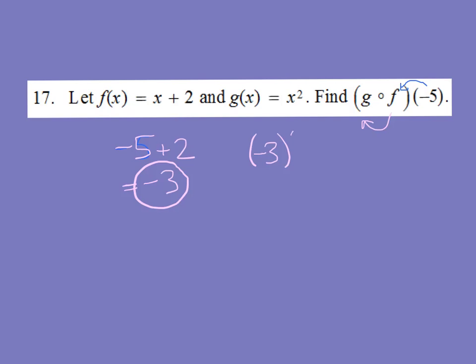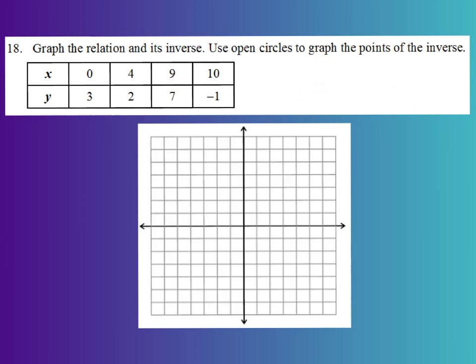All right, here we're graphing the relation and its inverse using open circles to graph the points of the inverse. So if I look at my relation that I've been given, I've got 4 points. 0, 3, 4, 2, 9, 7. I'm going to guesstimate that one to be right there. I'll make it a different color so you can see it better. And 10, negative 1. I'm going to have to estimate that one too. I'm going to say that's about right there. So those are all closed circles. That's what I'm using to graph my relation.